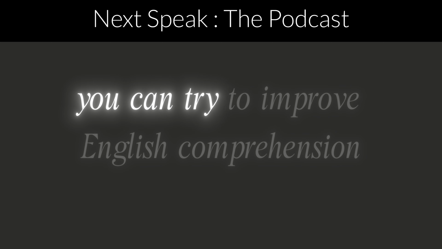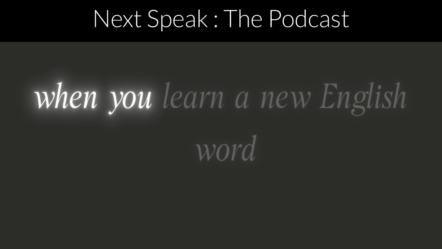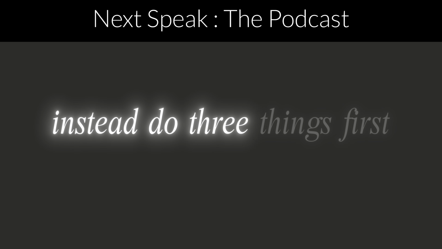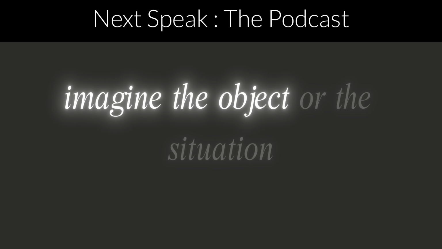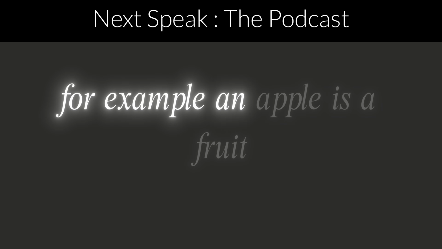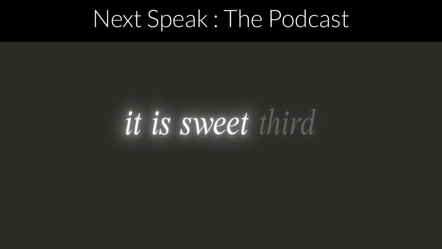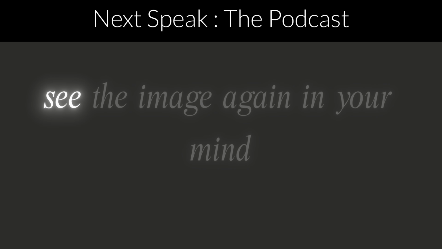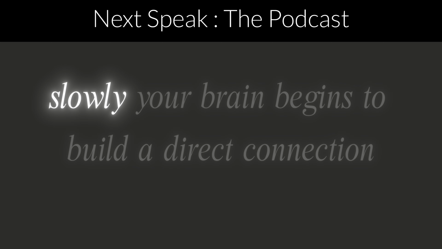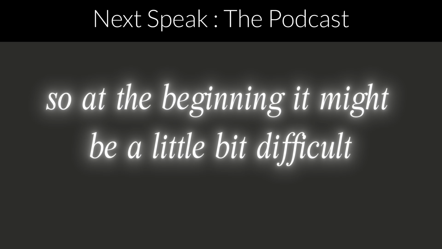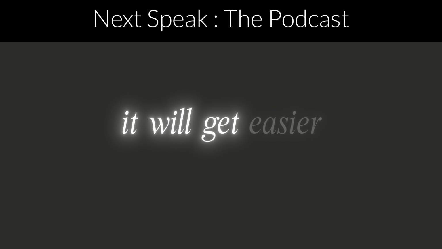So here is a simple exercise you can try to improve English comprehension. When you learn a new English word, do not write the translation first. Instead, do 3 things. First, imagine the object or the situation. Second, describe the picture in simple English. For example, an apple is a fruit. It is sweet. Third, repeat the word while imagining the picture. Each time you say the word, see the image again in your mind. Slowly, your brain begins to build a direct connection. So at the beginning, it might be a little bit difficult, but with consistent language practice, it will get easier.